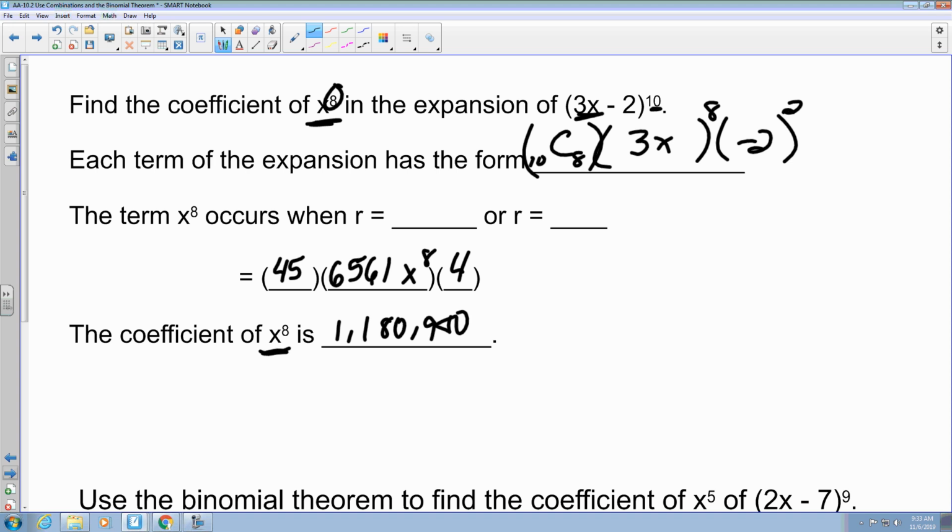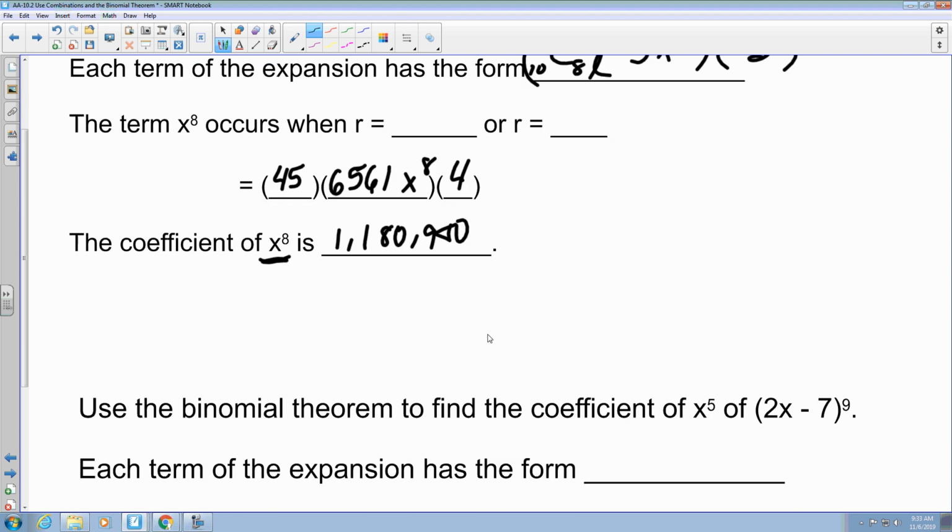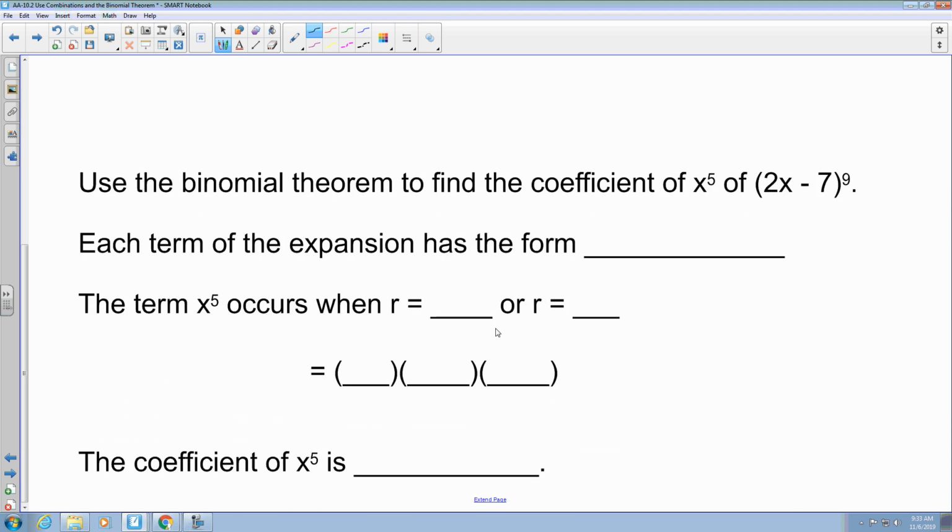So if I were to expand this whole thing, that's where x to the 8th would come in. It would be 1,180,980. Okay, so looking at this example here, they want us to find the coefficient of x to the 5th, where it's 2x minus 7 raised to the 9th power.